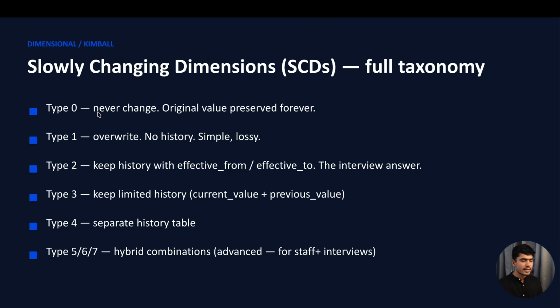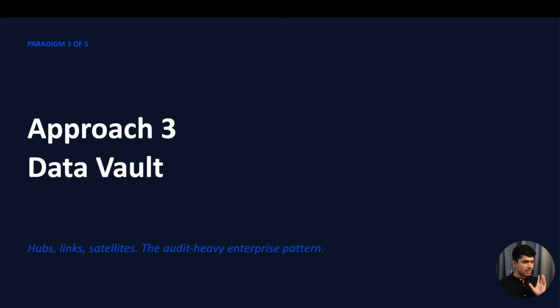Type 0 never changes. Type 1, you directly override, you don't manage the history. Type 2 is basically you add columns such as effective from and effective to. Then there's type 3, to also store the history. Type 4 creates a separate table for history. Then dimensional modeling, again, pros and cons.